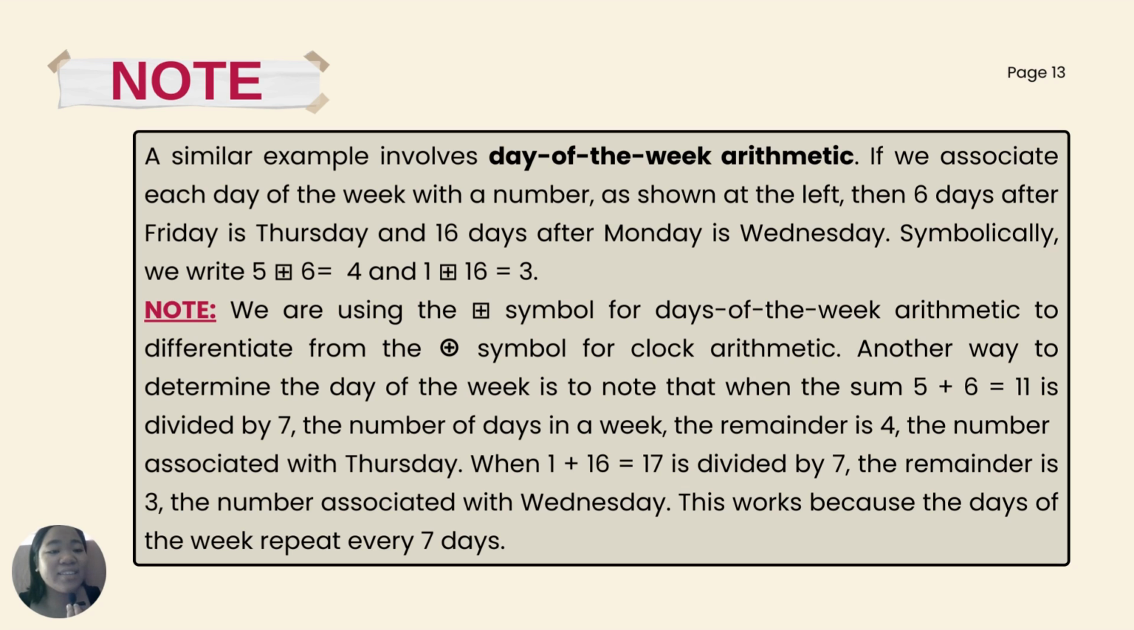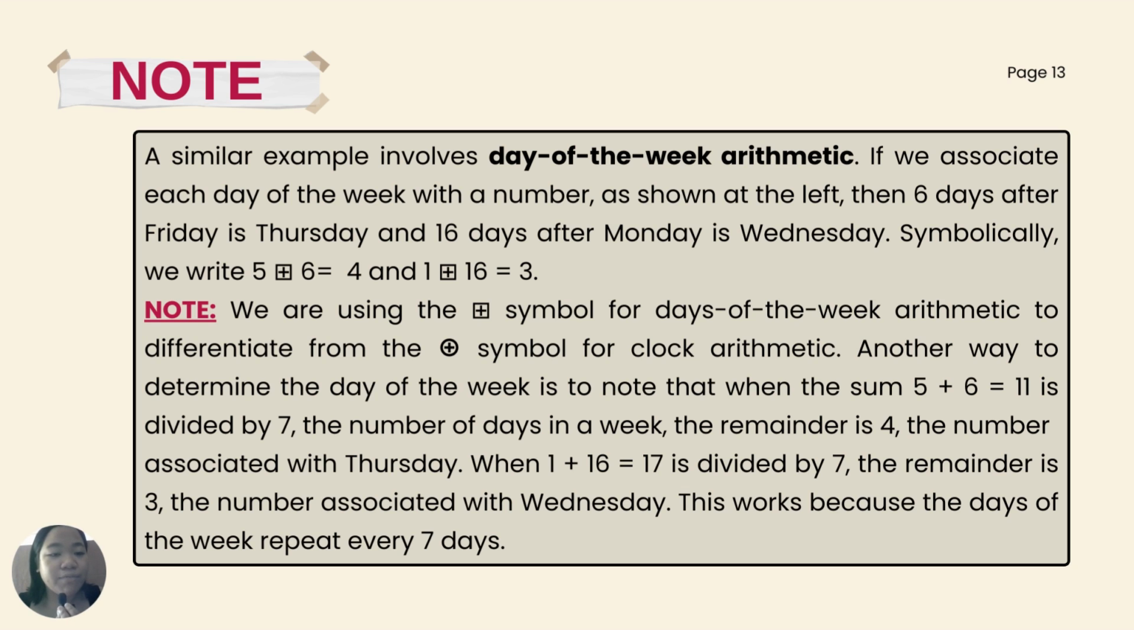Symbolically, we write it like this, class. Maybe you will be confused, but I'm sure you won't be. This symbol is a square with a plus sign inside. It denotes addition, but we cannot apply it to clock arithmetic, because this symbol is for day of the week arithmetic. Okay, gets, class? Okay, very good.